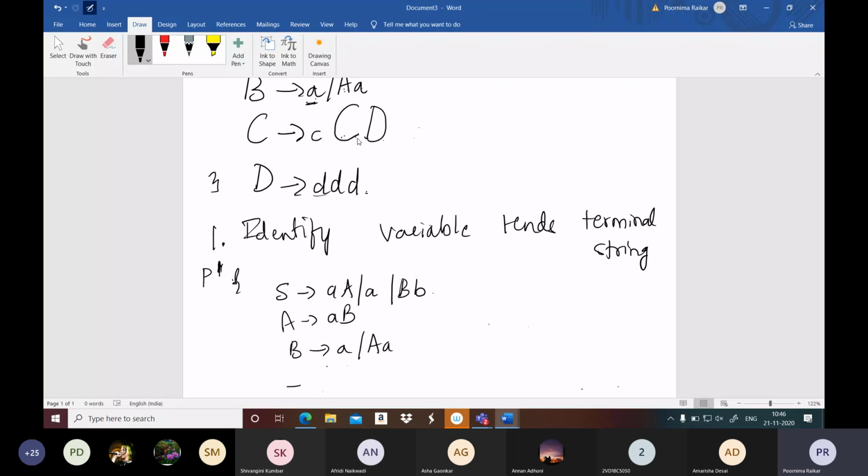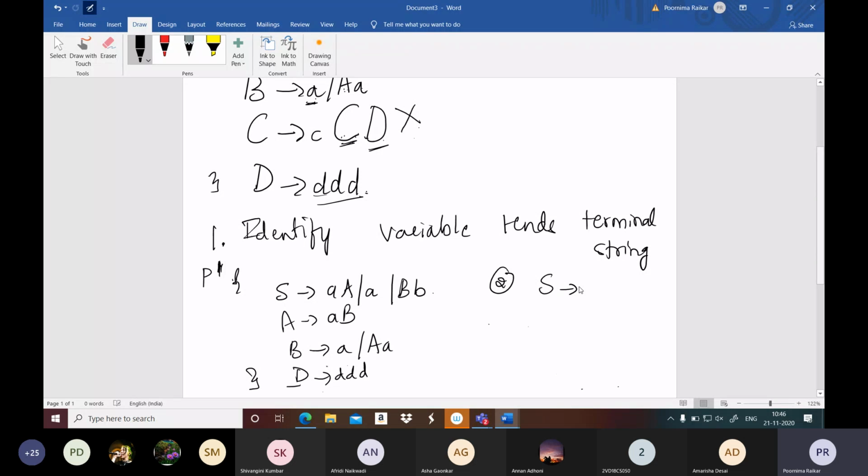Now for C, this capital C will always remain. I can substitute this D with this, but this C remains as it is. So this also becomes a useless production. And D with DD I can consider in the first step because it generates a terminal string. Now what is my second step?